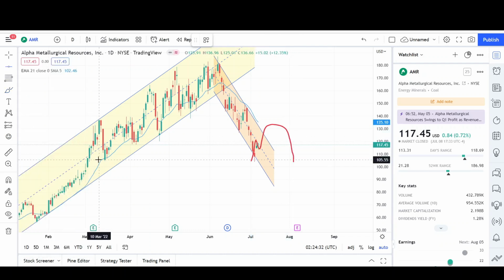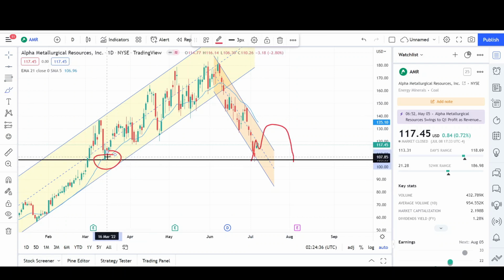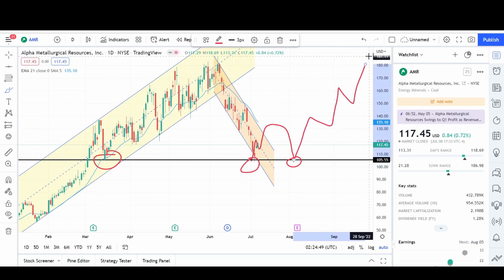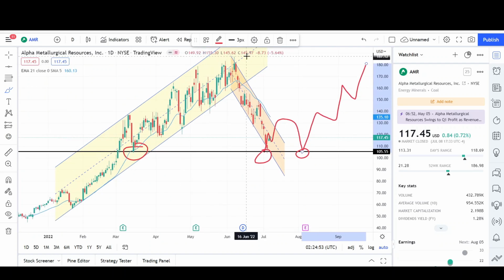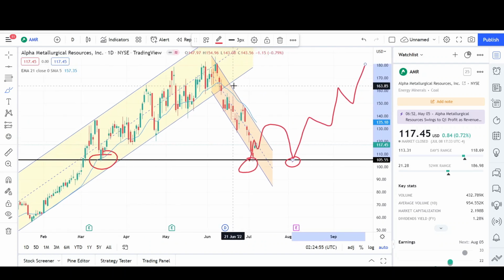So this is the pattern I'm looking to play out for AMR, because this is the first test right here of the 105 level. This is the second test, and if we break this channel and come down again, that would be a triple test of this 105 level, and then we'll probably go up to retest the previous high, because that was the first break of that channel. So I'm still looking for new highs, but it's all about timing.